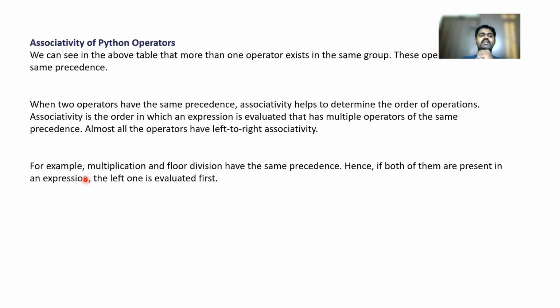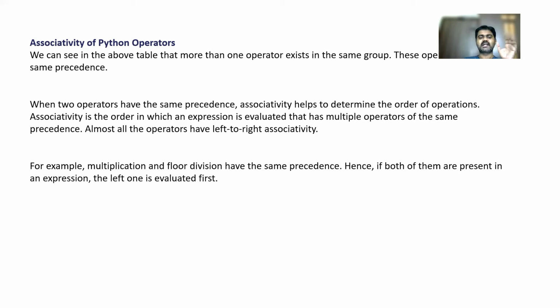So associativity of Python operators. We can see in the above table that more than one operator exists in the same group. So that's what I said, some operators have the same priority. Then how to solve this? When two operators have the same precedence, associativity helps to determine the order of operation. So here we'll perform left to right associativity.